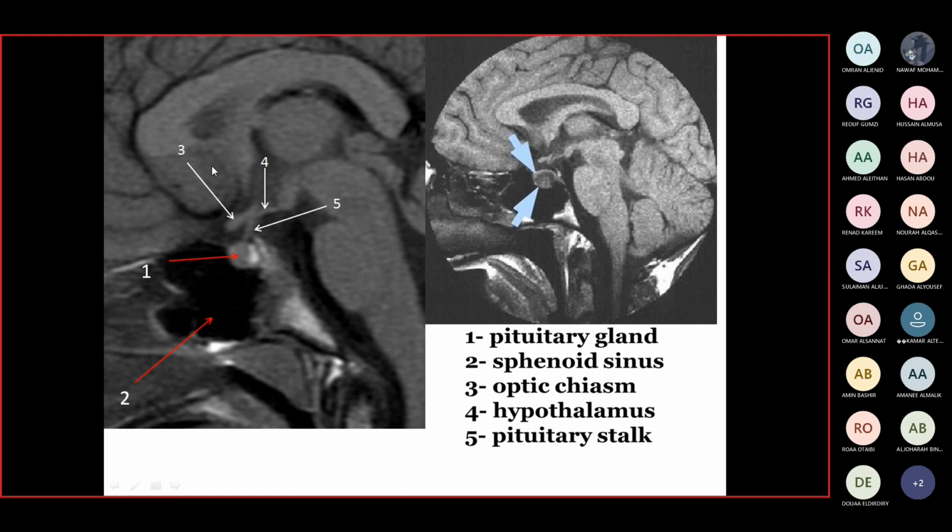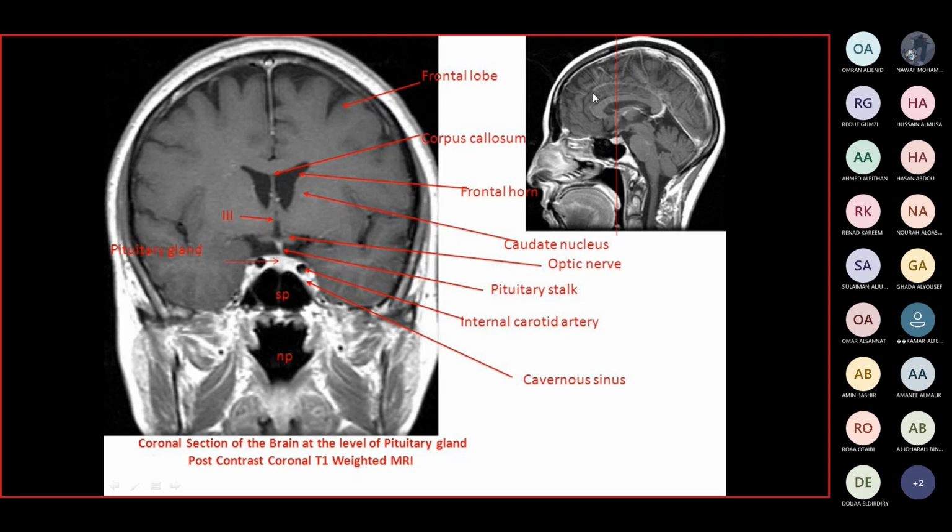This is a magnified MRI sagittal. This is MRI also sagittal view, and this is MRI coronal. If you look, the bone is black. The bright one is the soft tissue, the fat. The bone is black. This is the sphenoid sinus. Above the sphenoid sinus is the pituitary gland.